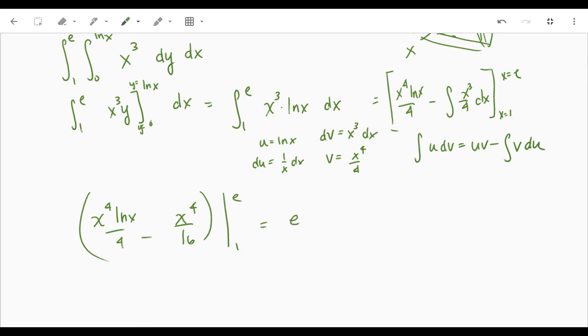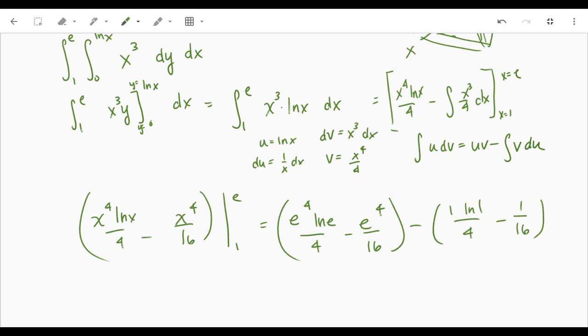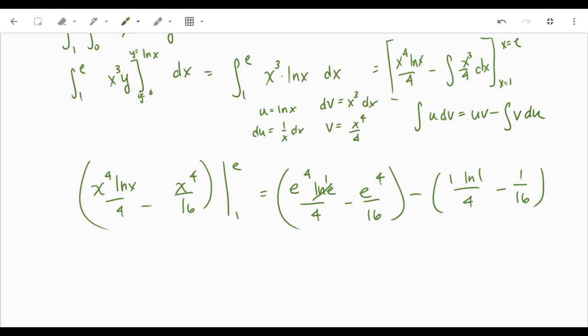So we'll have e to the 4th natural log of e over 4 minus e to the 4th over 16, minus 1 natural log of 1 over 4 minus 1 over 16. Natural log of e is 1. Natural log of 1 is 0. So we've got e to the 4th over 4 minus e to the 4th over 16. So that's 3e to the 4th over 16 plus 1 over 16. Okay, so we've got 3e to the 4th plus 1 over 16.